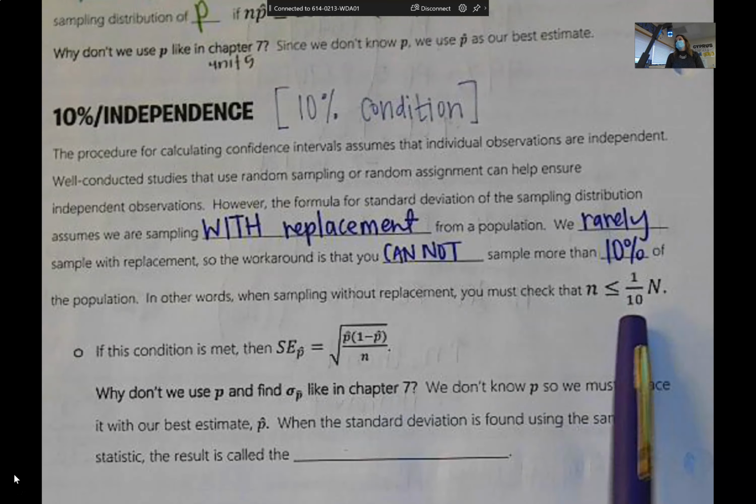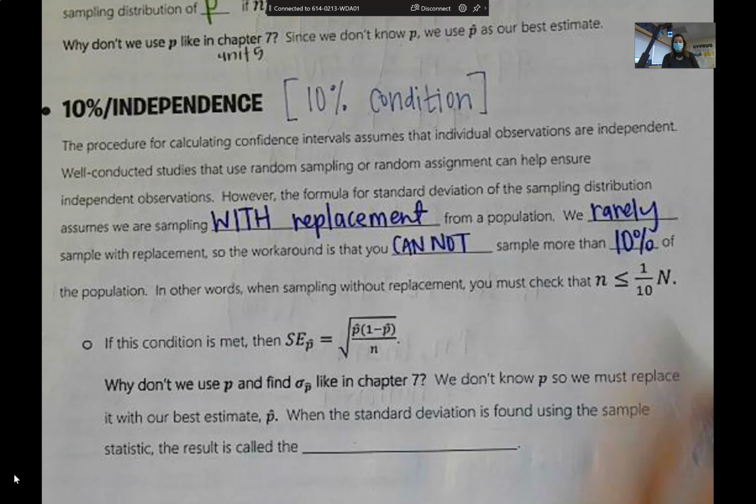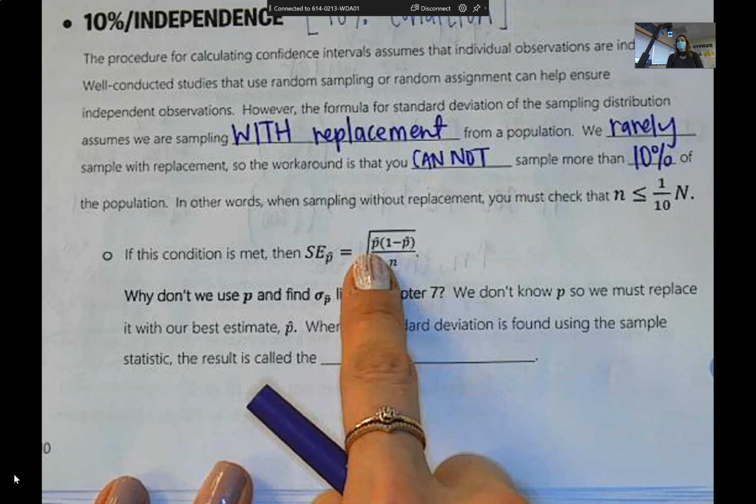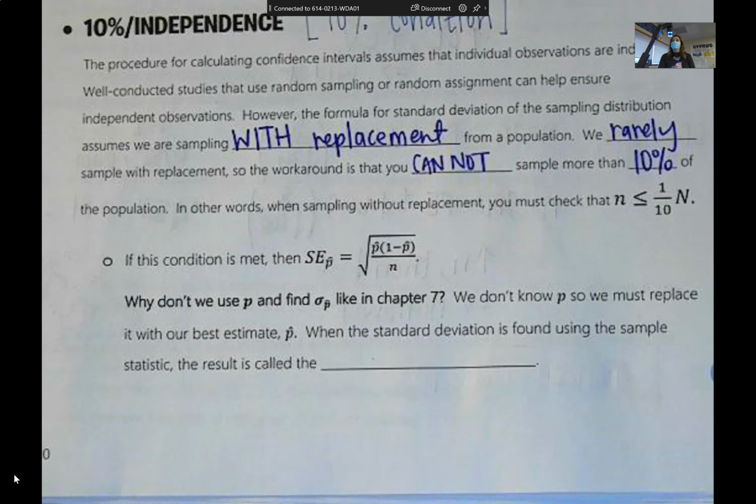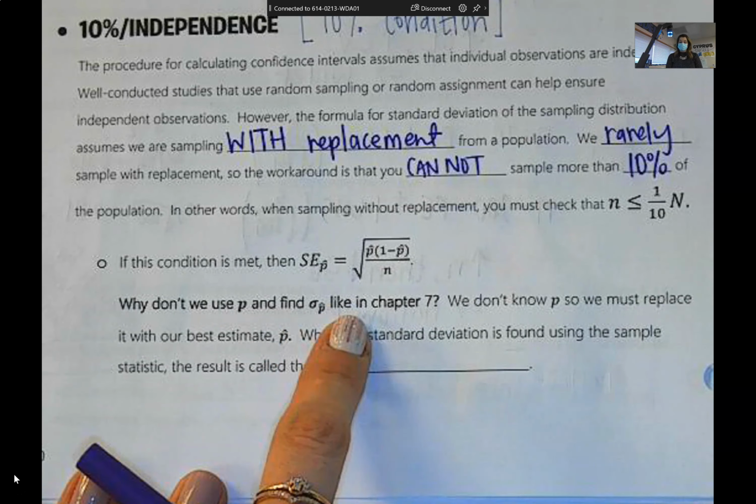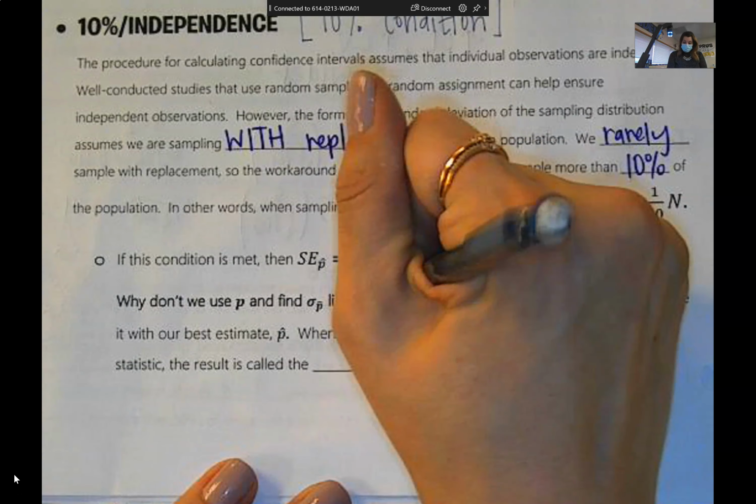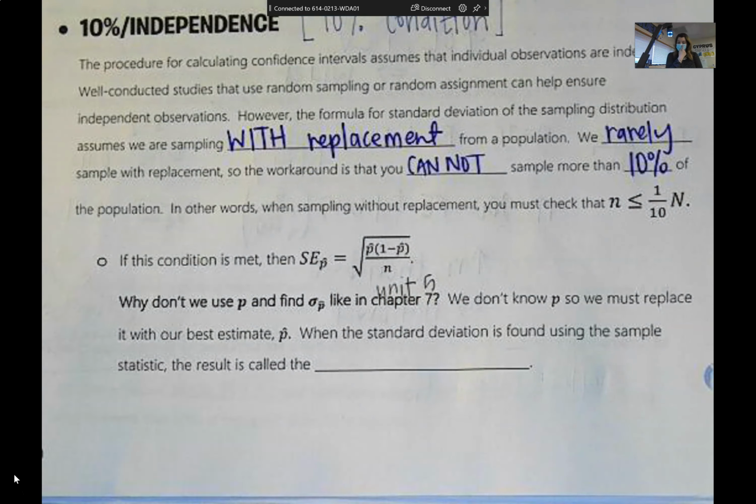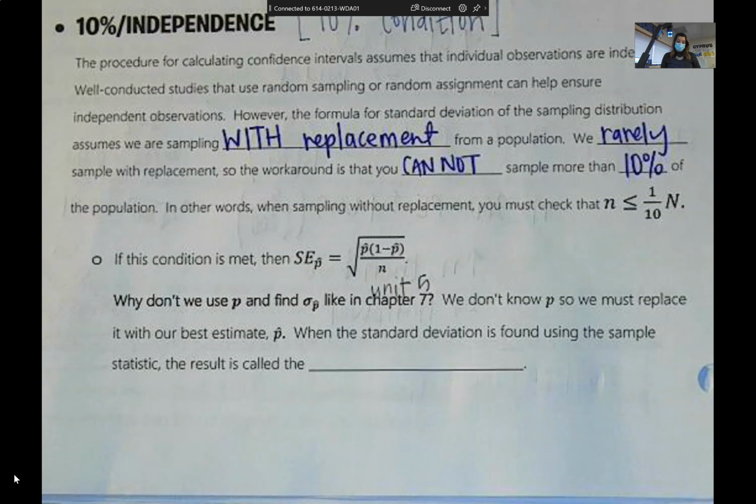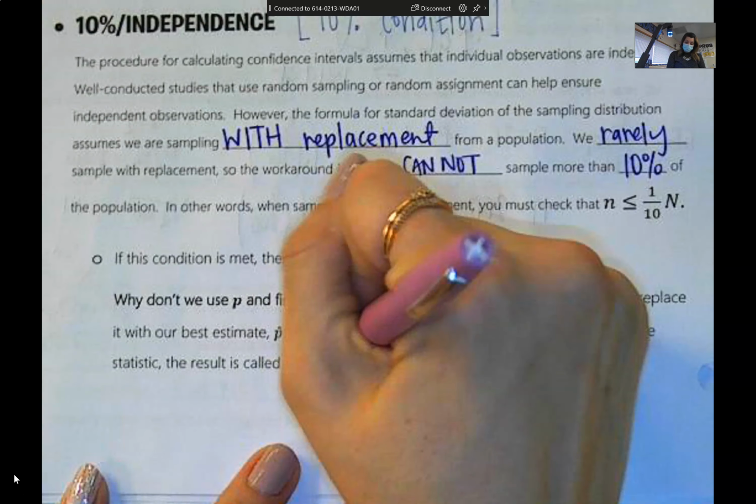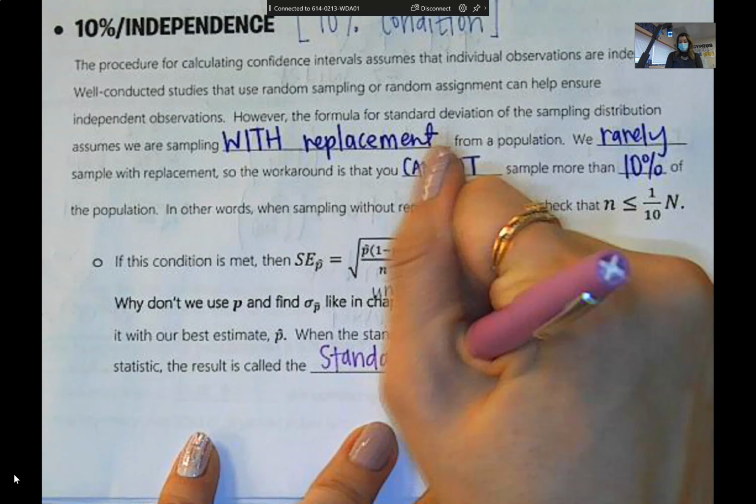If the 10% condition is met, then you can find the standard error of your sample, which you've already done with this formula. And then lastly, it asks one more time, why don't we use p and find sigma sub p hat like we did in unit 5? Well, once again, because we don't know p. So we replace p with our estimate. When the standard deviation is found using p hat instead of true p, it's called standard error. It's not called standard deviation anymore. It's called standard error.